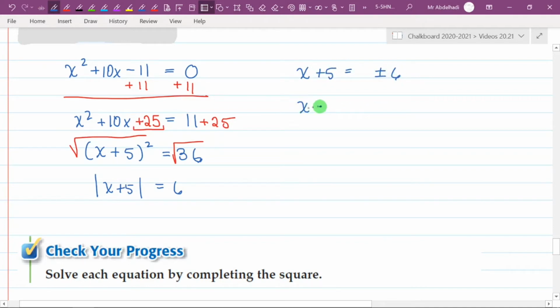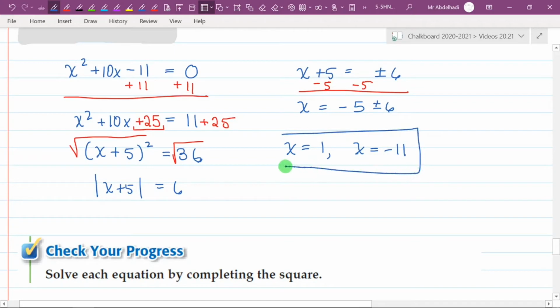Subtract 5 from both sides. You get negative 5, right? Because when you do this right here, you get negative 5 plus or minus 6. And now that, since it's just regular numbers, you can split this and get 2 separate answers. Negative 5 plus 6 is 1. Negative 5 minus 6 is negative 11. And those are your 2 answers, and you're going to box your final answer there.